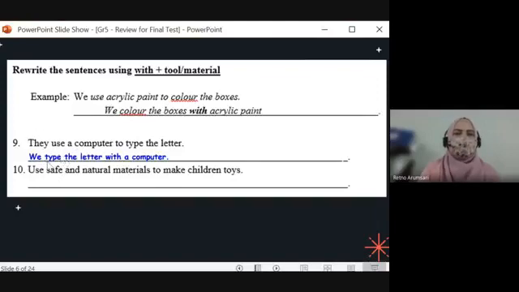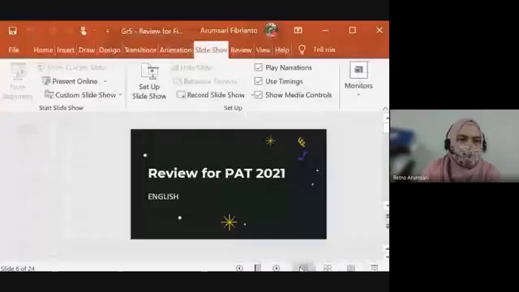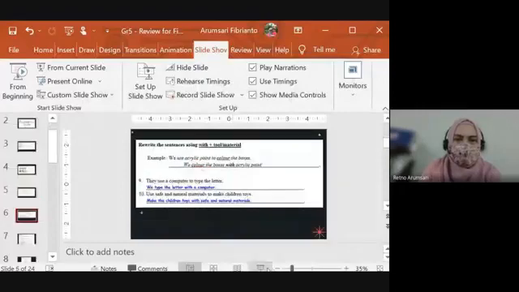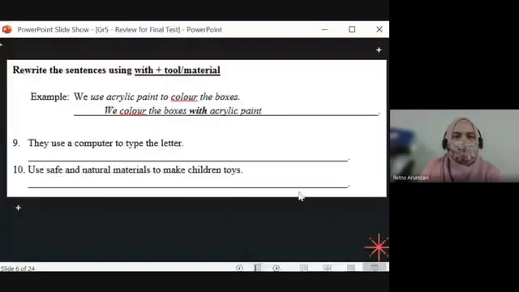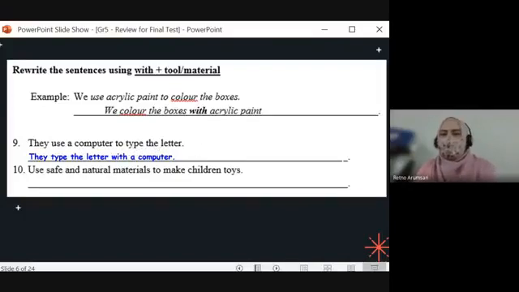Wait, let me fix it first. They type the letter with a computer, like that, 5C. They type the letter with a computer. After the word they, you use the word after the word to here. What is that? It's type. Yes. Okay, now thank you, Raka Kemal.